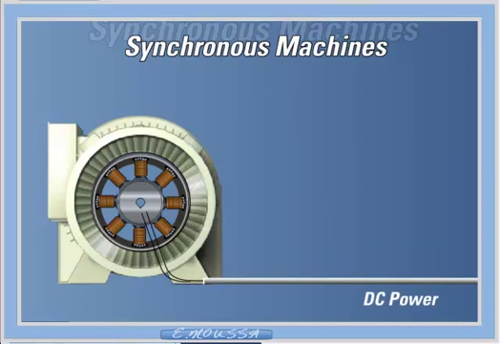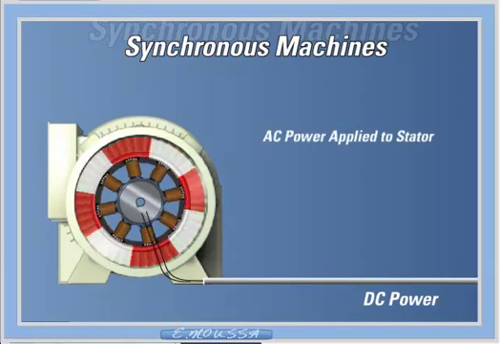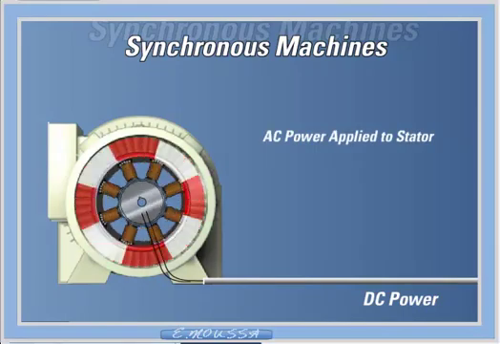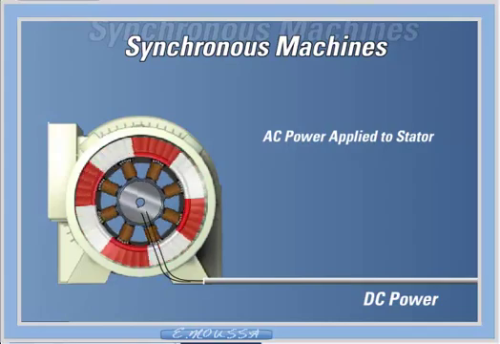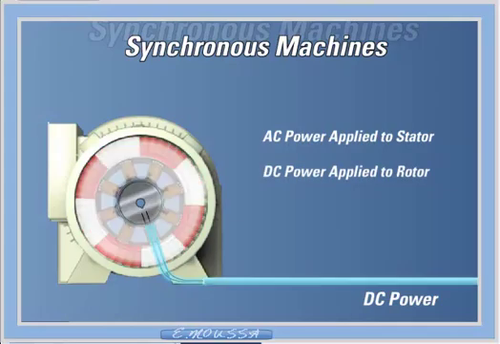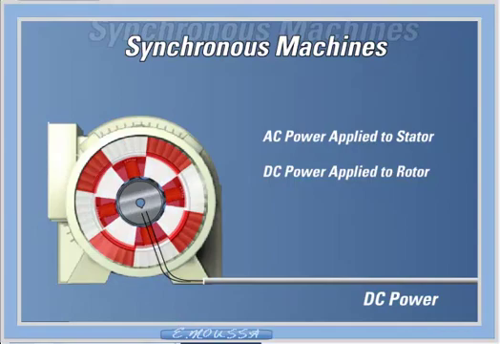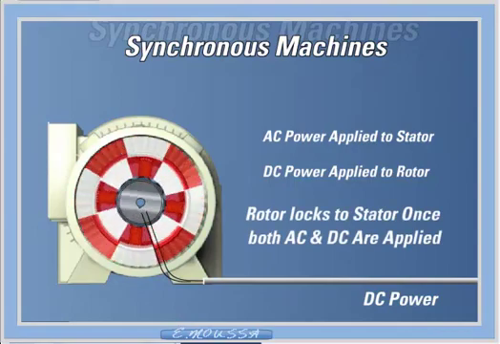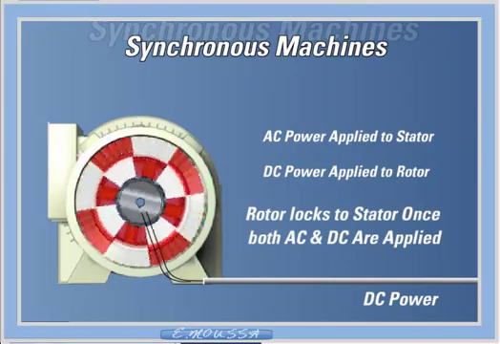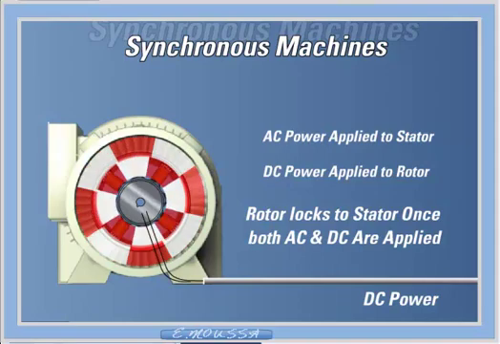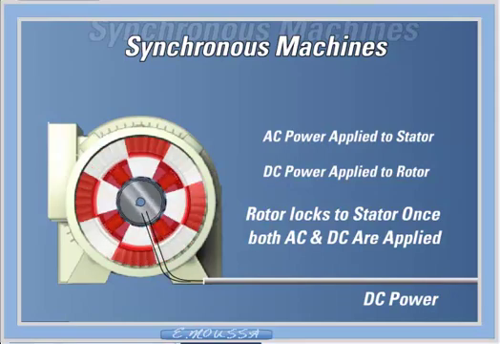During a start, AC is applied to the stator, and the motor accelerates as an induction motor would. Once it reaches maximum speed, DC is applied to the rotor coils. This produces a strong, constant magnetic field in the rotor. This field locks in step with the rotating stator field. There is no difference in speed between the rotor and the stator's rotating field.